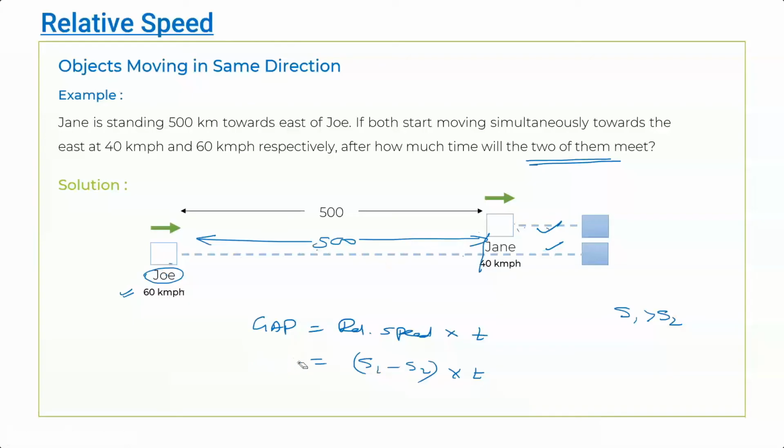So in this case, we'll just write it as 500 over 60 minus 40, and find out the value of t, which is 500 by 20, which is 25 hours. So Joe will take 25 hours. After 25 hours, Joe will meet Jane. That's it. Again, focus on the fact that we are talking about the net distance that Joe needs to cover. Joe needs to cover the net distance of 500. Important point again here is that they both started moving simultaneously at the same time.